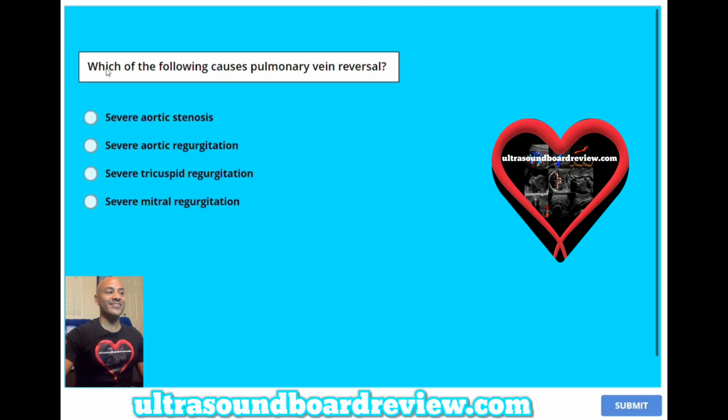Question 135. Which of the following causes pulmonary vein reversal? A, severe aortic stenosis. B, severe aortic regurgitation. C, severe tricuspid regurgitation. Or D, severe mitral regurgitation? The answer is D, severe mitral regurgitation.